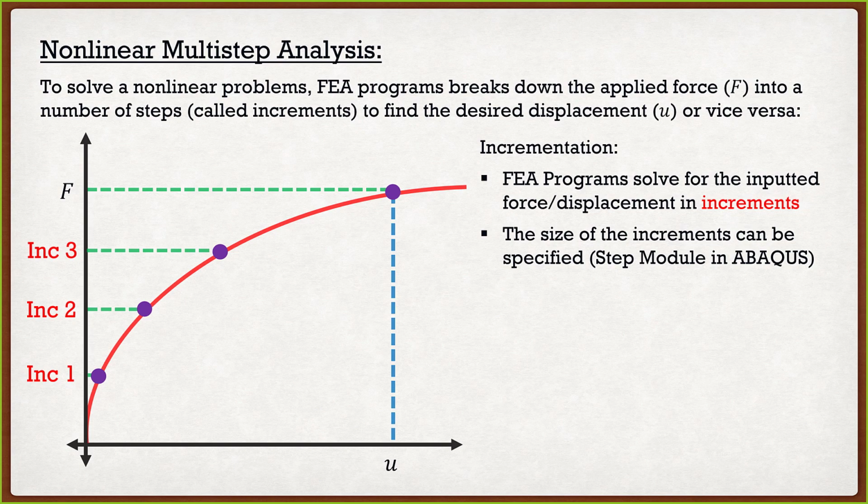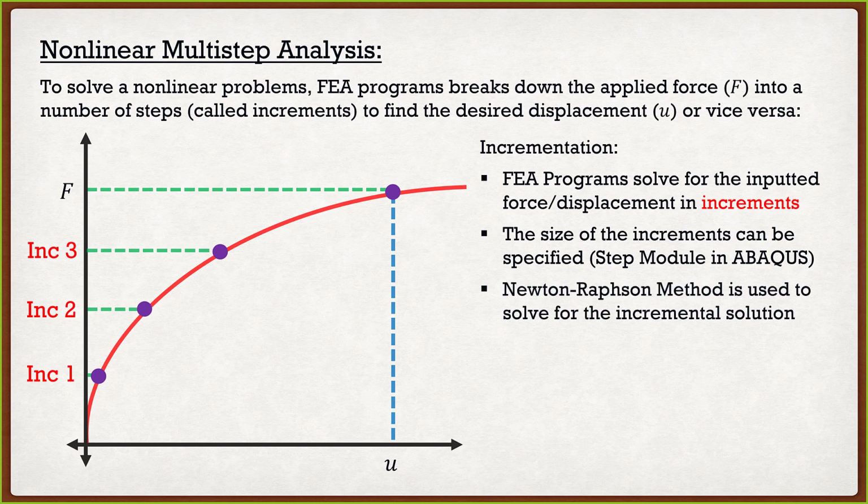To go from one increment to another, the Newton-Raphson method is used. This is why we learned the Newton-Raphson method: between these increments, this is how we go from one increment to the next. So if I'm looking at increment 2 and increment 3 here, in order to get there I would do the Newton-Raphson method. As we can see between those increments, we have those Newton-Raphson iterations all the way to try and get there. Does that make sense to you guys? Hopefully that's making more sense now.